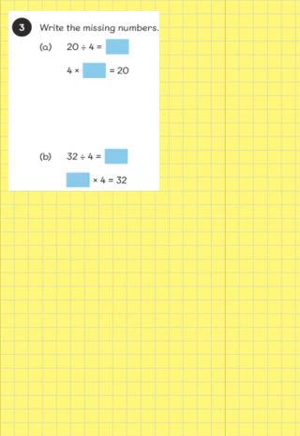Spend a few minutes now pausing the video and answering these questions and checking back with the answers in a minute. So you hopefully have answered those questions now, and the answers that you should have are on the screen. So we've got 20 divided by 4 is equal to 5, and we can check that by using the inverse operation, 4 multiplied by 5, which gives us 20. For the second part, we've got 32 divided by 4, which is equal to 8, and we've then used the inverse operation of multiplication to multiply 8 by 4, which gives us a total of 32.